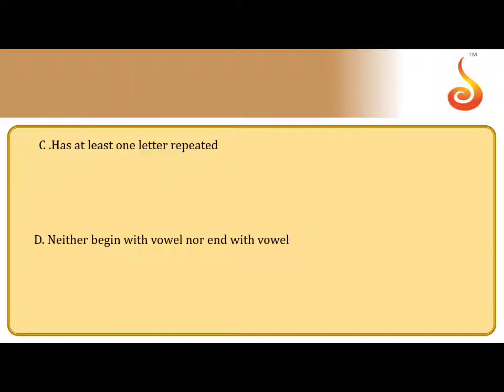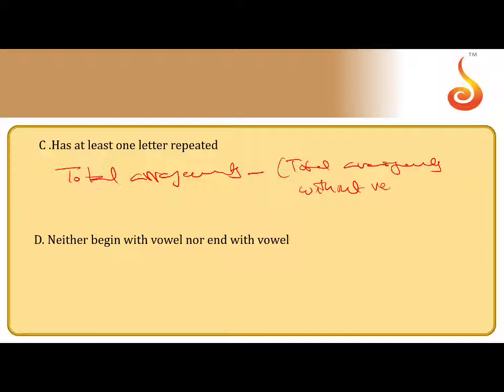Okay. Now, has at least one letter repeated. In this case, the total arrangements minus the arrangements without repetition. The total arrangements with repetition means 7 power 7, minus without repetition, which means 7P7. That is 7 power 7 minus 7 factorial.